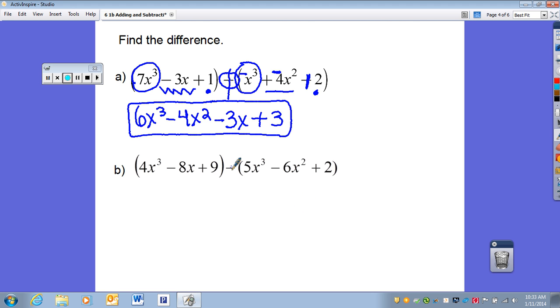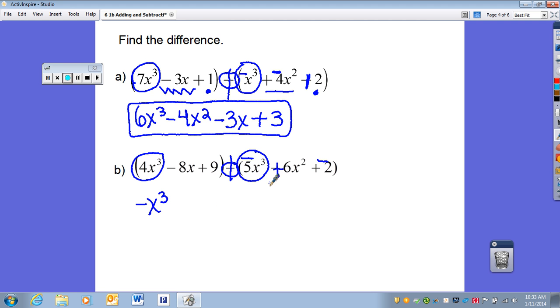Example B is also subtraction. So the first thing we want to do is change this to plus a negative, which is distributed to each of the terms. Now I will combine like terms together. I have a 4x cubed and I have a negative 5x cubed. 4 minus 5 would be negative 1, and we don't have to write the 1, but we can, x cubed.